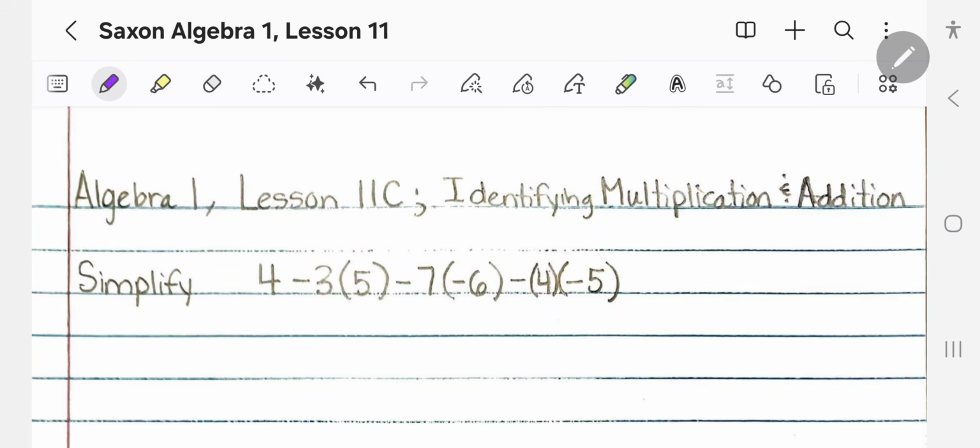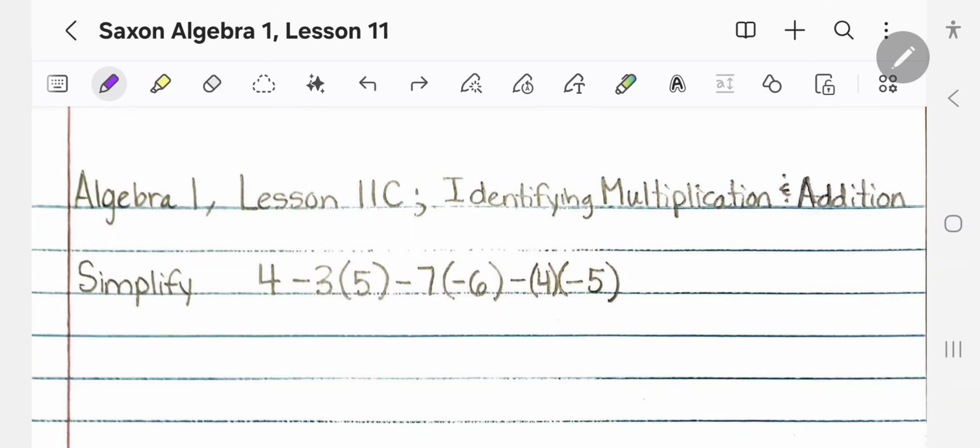This is Algebra 1, Lesson 11C, Identifying Multiplication and Addition. Students usually have a hard time when they first start doing this lesson trying to figure out, when am I looking at this symbol as a minus, when am I looking at it as an opposite, or when am I looking at it as a negative? Okay, and that's a good question to ask. We've talked about that in a previous video, but we haven't done anything quite like this where you have a lot of symbols together.